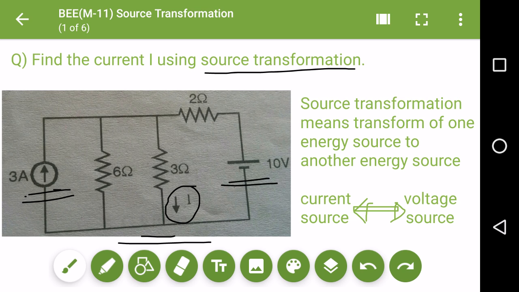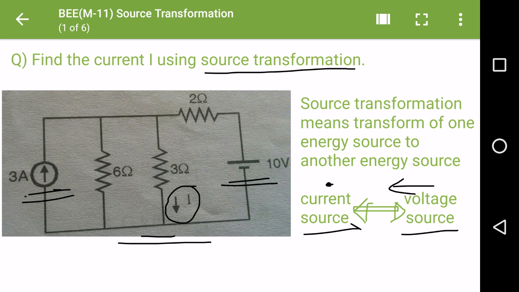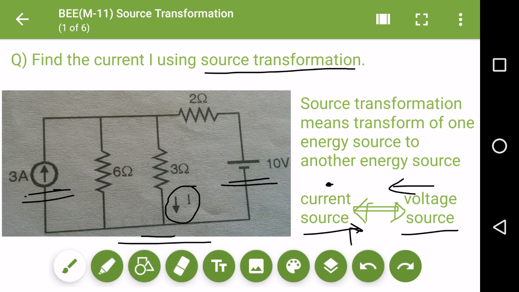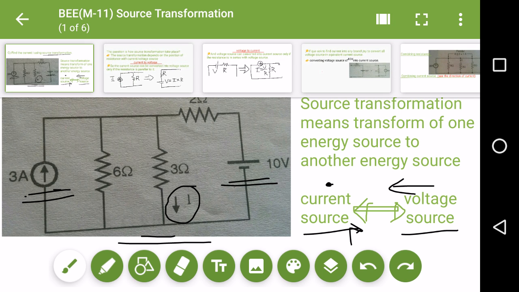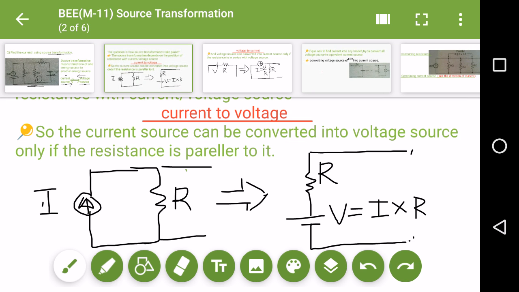So the transformation of source means to convert a current energy source into a voltage energy source, or convert a voltage energy source into a current energy source. This is what the transformation of a circuit means. To get a brief idea of how we convert a current source into a voltage source and a voltage source into a current source, let's see this.